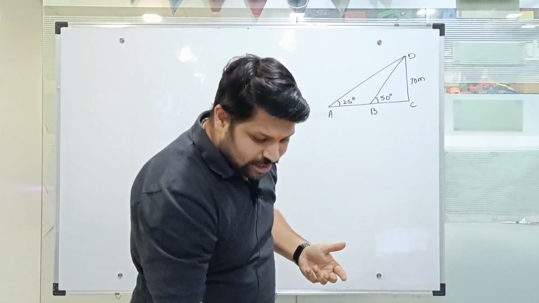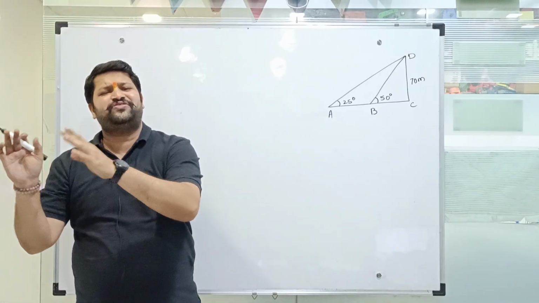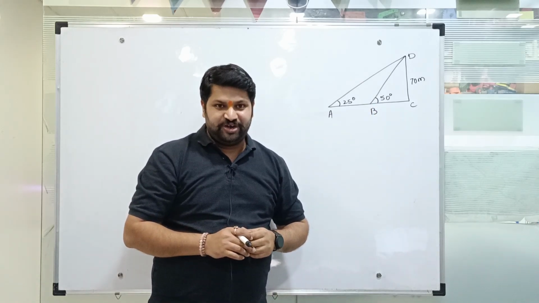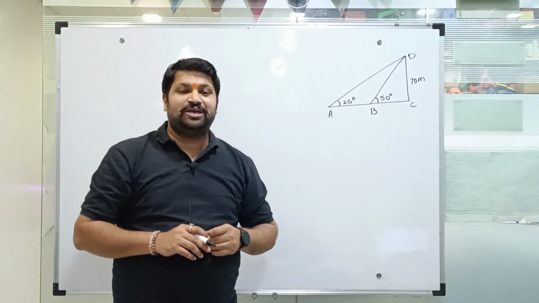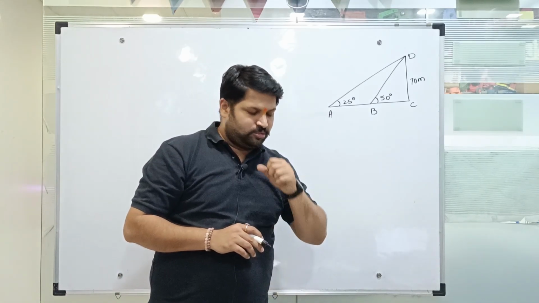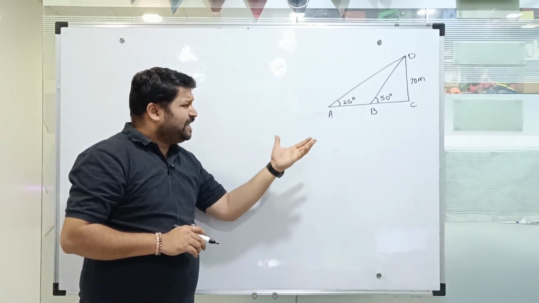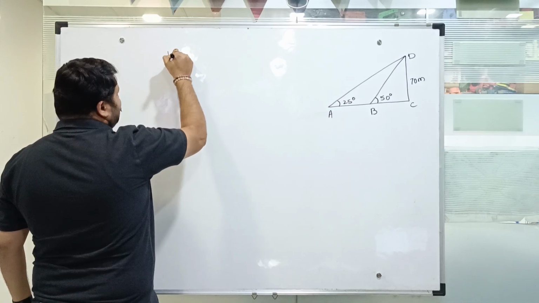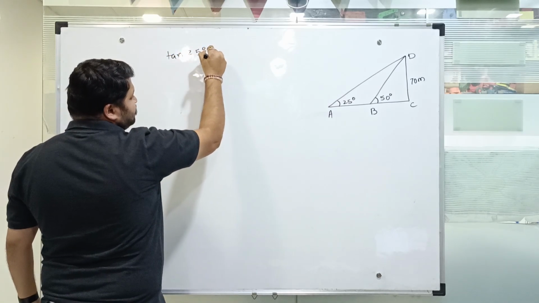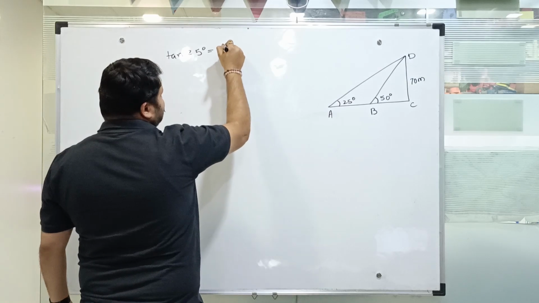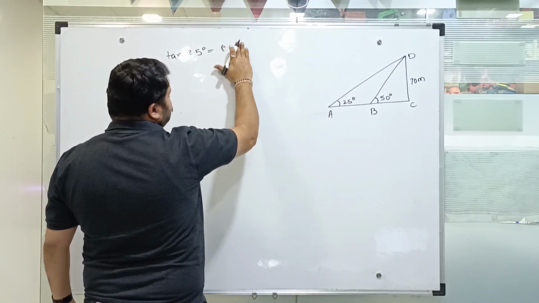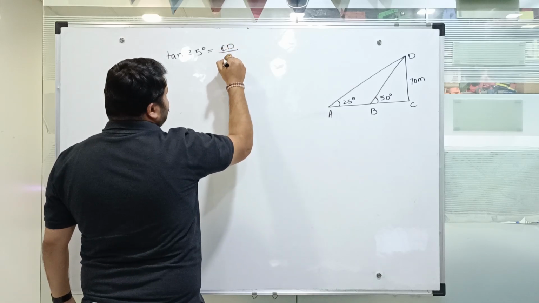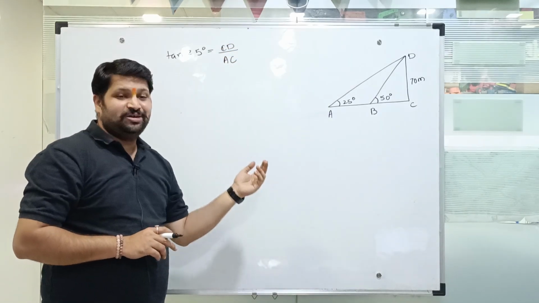Or at some instances, ICSE just gives the value. So they'll give you what tan 25 degrees would be and what tan 50 degrees would be, and the student is expected to find the final value. Now, let's see what we have here. From this figure, I can say that tan 25 degrees is equal to CD upon AC, that is opposite side upon the adjacent side.